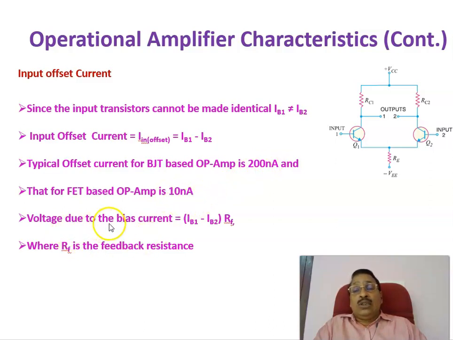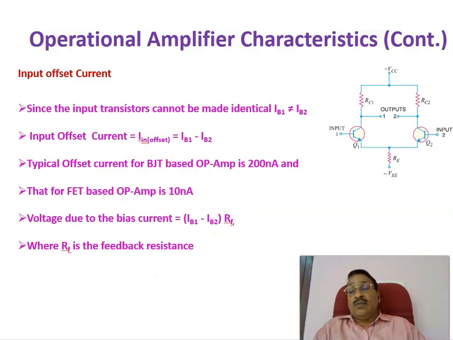The voltage due to the bias current is IB1 minus IB2 times RF, where RF is the feedback resistance. Because of this difference in bias current flowing through the feedback resistance, there will be a voltage equal to IB1 minus IB2 times RF. Anyway, the input offset current is the difference in the currents IB1 and IB2, and that will cause a voltage drop when it flows through the feedback resistance RF. That is the input offset current.